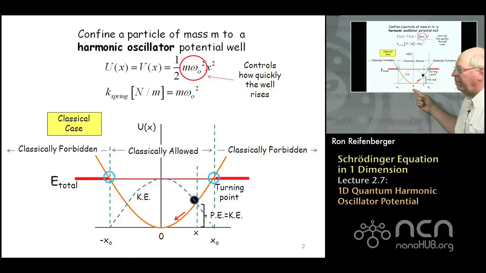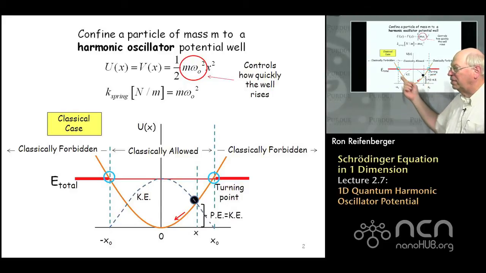So let's talk about the classical case to begin with. What I've got is a sketch of a quadratic potential well. The premise here is that you've got a mass m that oscillates in that potential well. That mass m is usually released at some point, and that release point is referred to as the total energy that the particle has in this well.